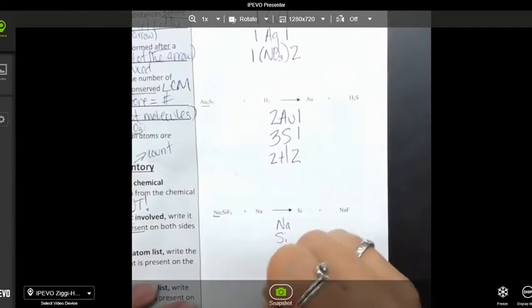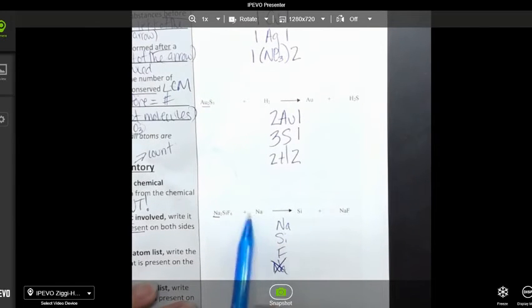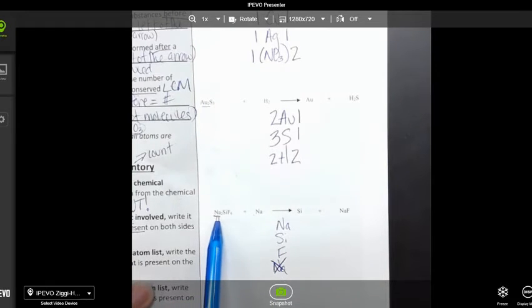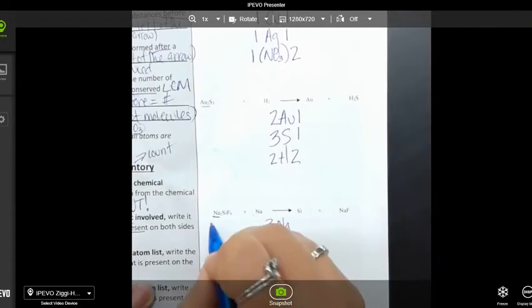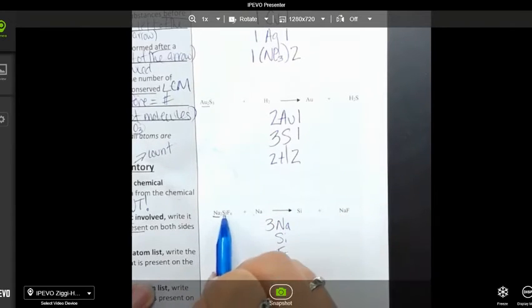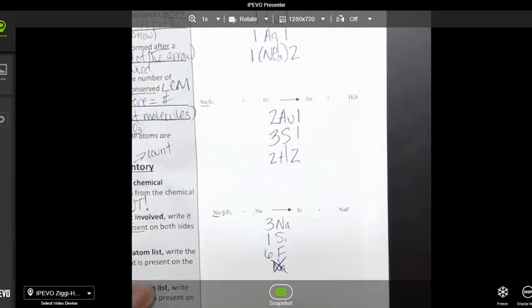No, I'm not going to list sodium again, but I'm going to count the sodiums that are here and write that in my list. All right, so sodium, there are 2 here. There's 1 here. How many total are on this side? There are 3. 2 plus 1 is 3. Silicon, how many silicons are right here? It has no subscript, so there's 1. Fluorines, how many fluorines are right here? There are 6, so I'm going to write a 6.